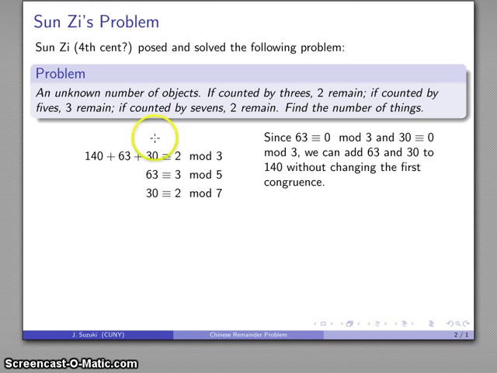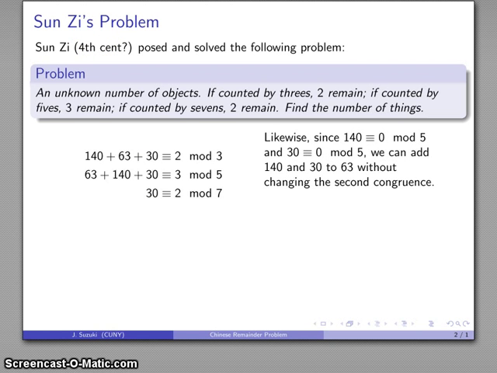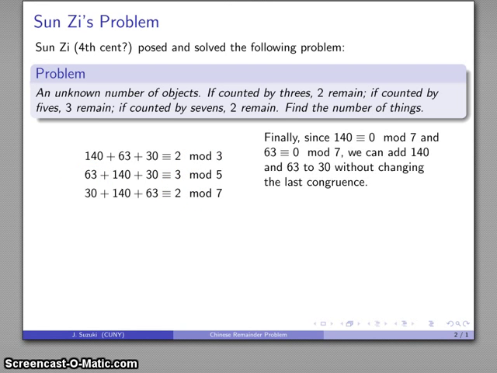And I can do that for this row, mod 5. I can add 140, which is the same as adding 0. I can add 30, again, same as adding 0. So I'll add that to the second congruence. And then likewise, for the third congruence, I can add 140, and I can add 63, and that won't change the congruence of 7. So there I now have three numbers that satisfy my three congruences separately.